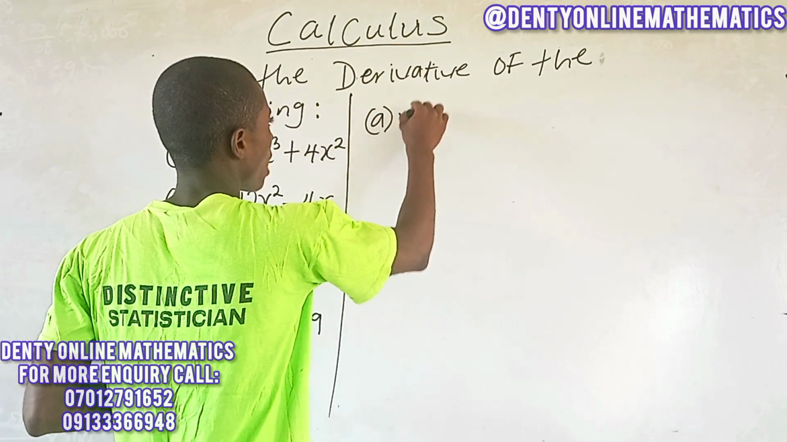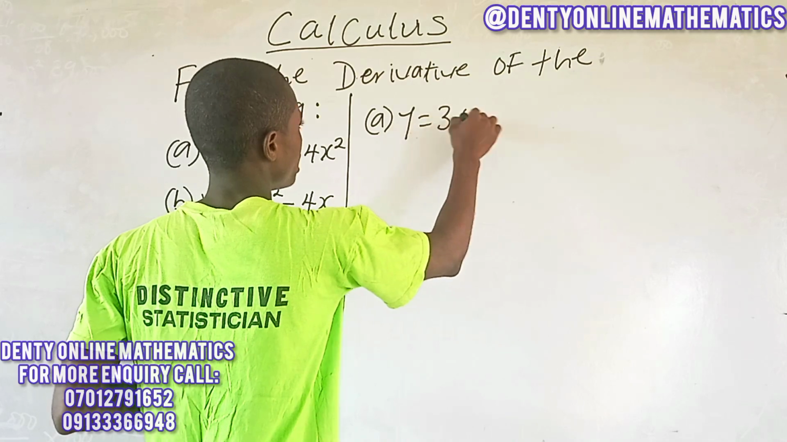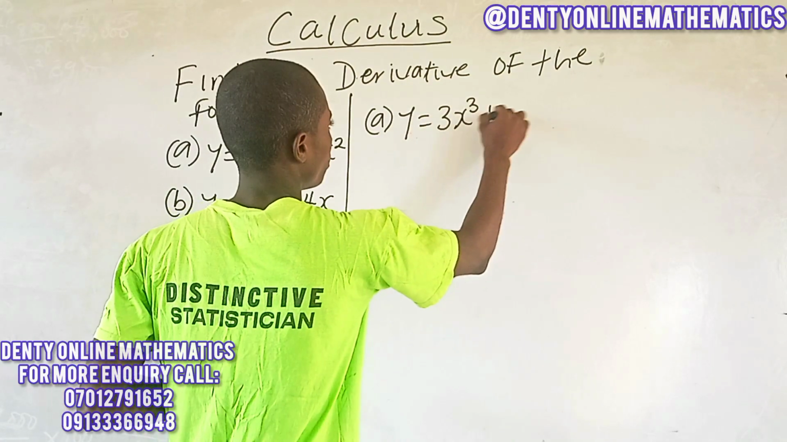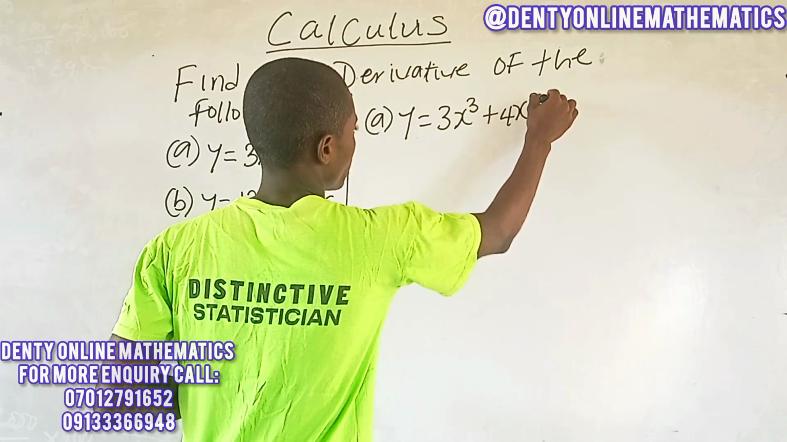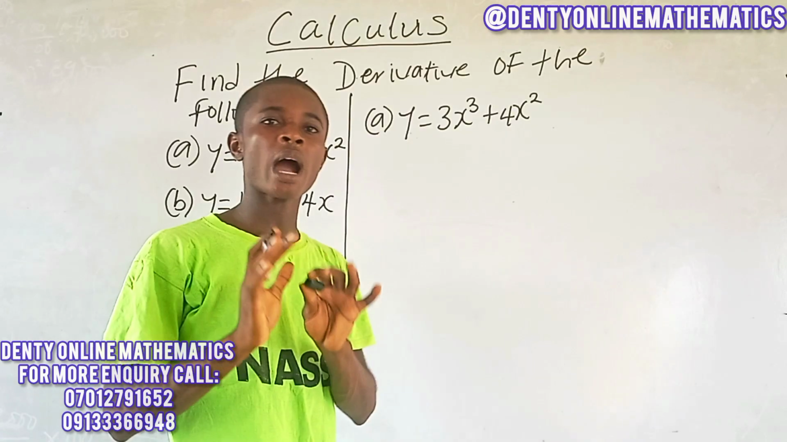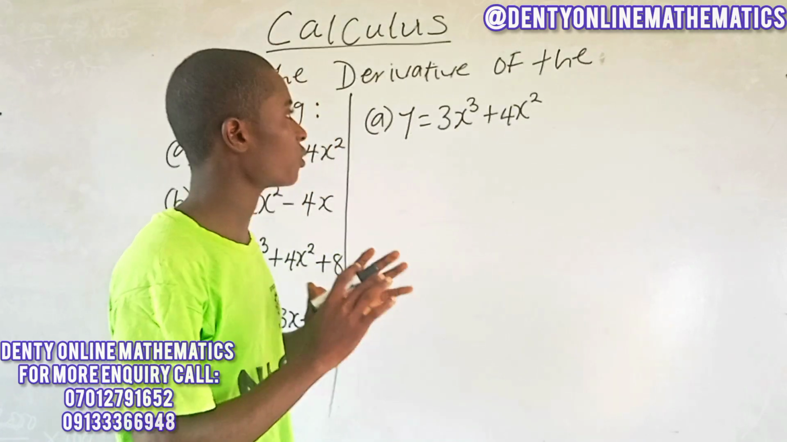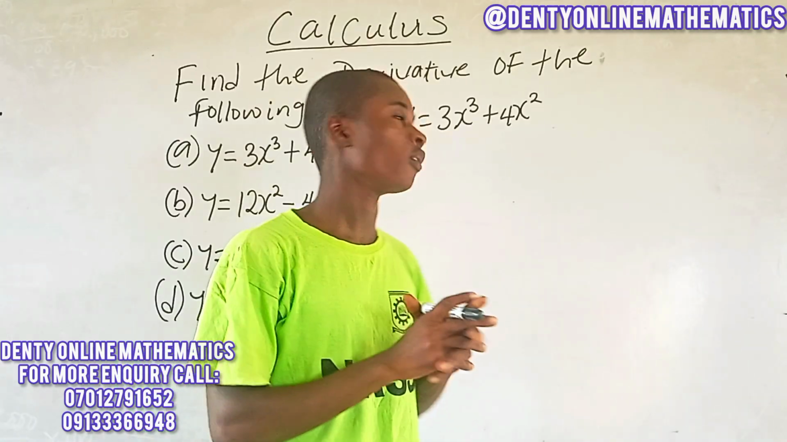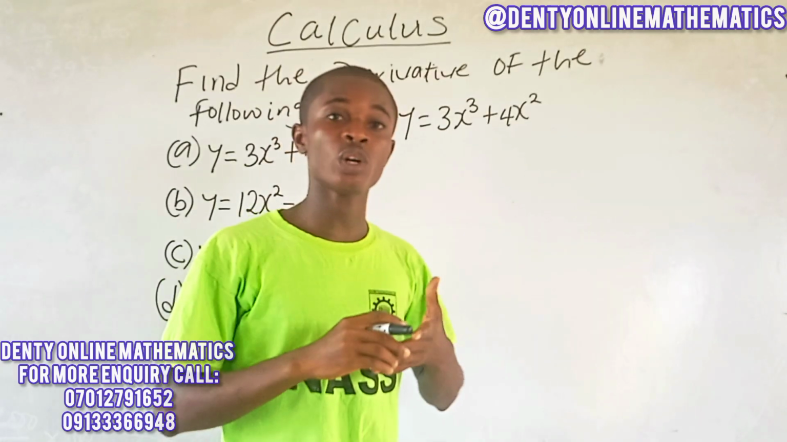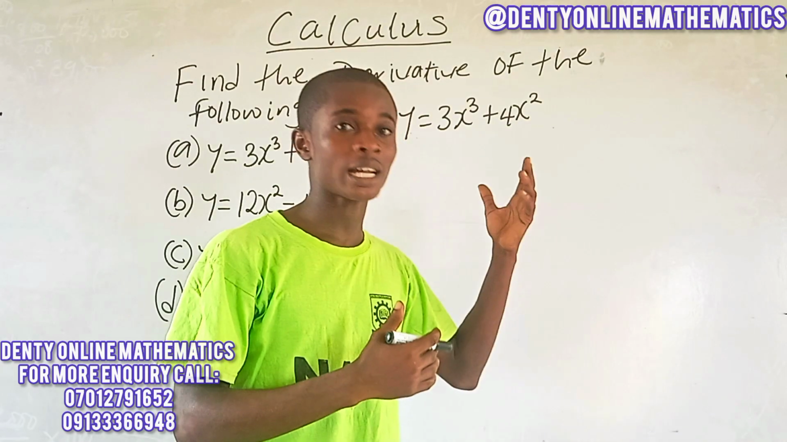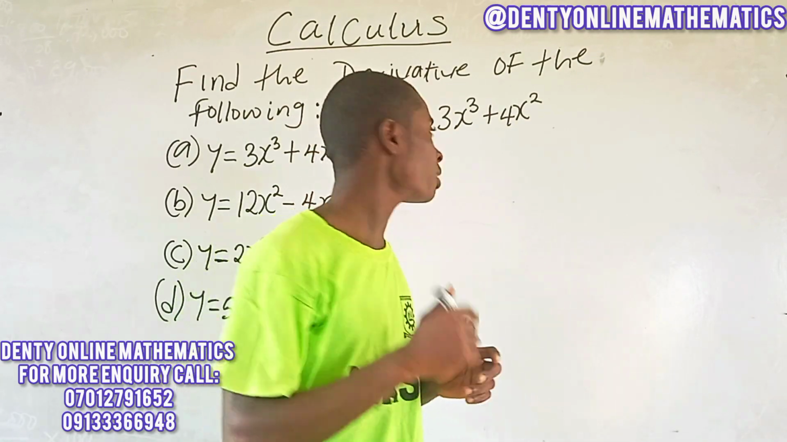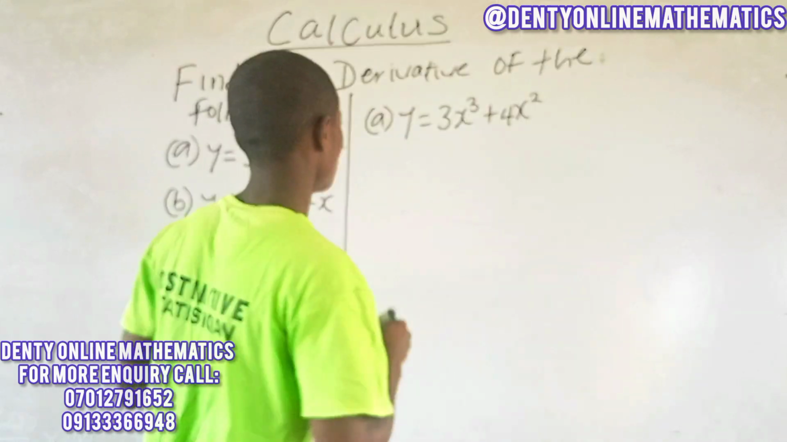Let's take our a. Remember our a, we have y is equal to 3x to the power 3 plus 4x squared, or 4x to the power 2. Now, how are you going to do this? If you're asked to find the derivative of this function, it simply means you're also asked to differentiate that function. Very simple.